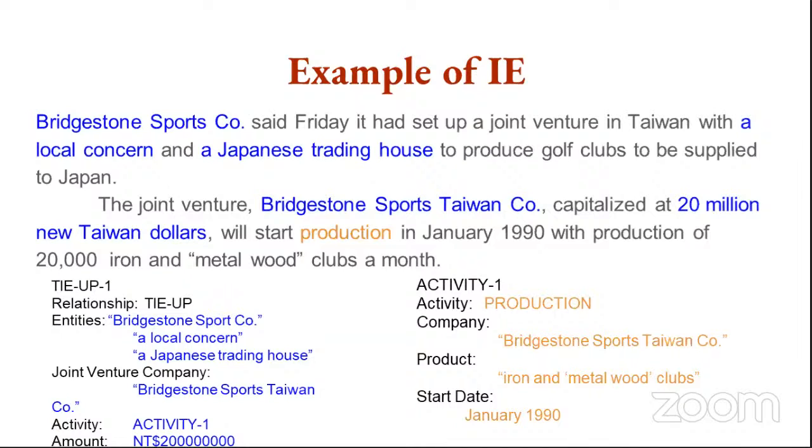For the tie-up, the entities involved are Bristol Sports Company, a local concern, and a Japanese trading house. Then there is a joint venture company, which is Bristol Sports Taiwan Company. Then they are doing some activity, activity 1, and the amount involved is 20 million Taiwan dollars. And activity 1 is what? The production. Who is responsible for the production? The Bristol Sports Taiwan Company. And what is the product? The iron and metal wood clubs.